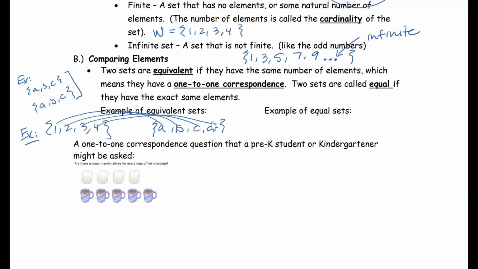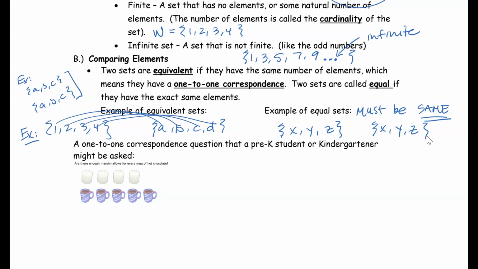Equal sets, on the other hand, have to be the exact same, with the same elements. So, for example, the set with x, y, and z is equal to the set x, y, and z. It's also equivalent, but it's equal.